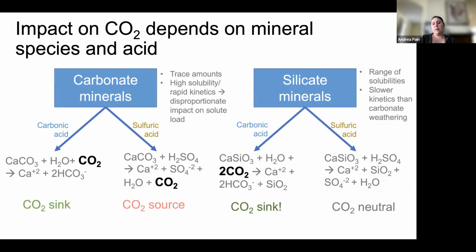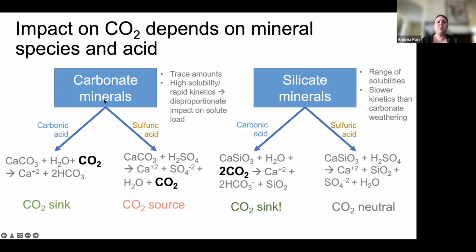So if we talk about mineral weathering, we need to kind of divide the story into four different types of reactions that are occurring. So both carbonate minerals and silicate minerals can be weathered. And there's two different acids that predominantly do this weathering, carbonic acid and sulfuric acid. And depending on the mineral that's being weathered and the acid that is being used to weather that mineral, we have very different impacts on CO2. So I've written these reactions here below.